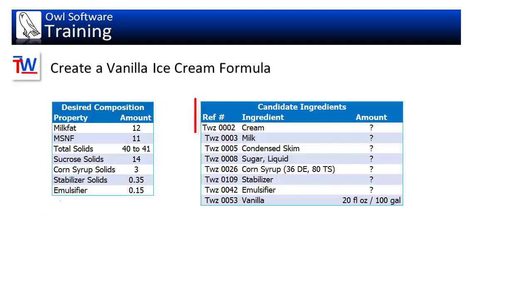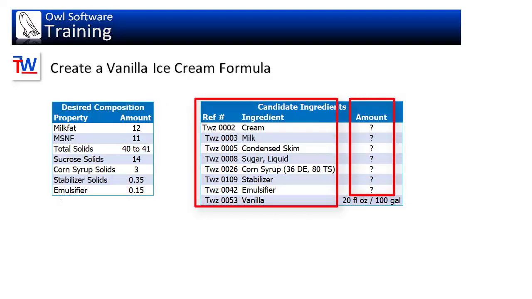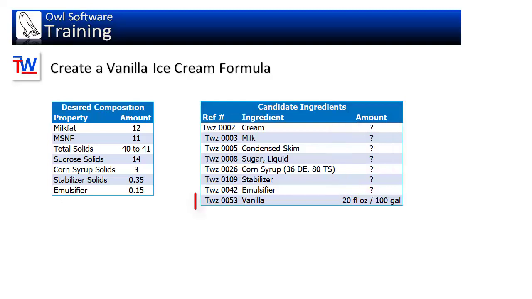Next, we add the ingredients shown here. All the ingredients with question marks in the amount column will be determined by TechWizard based on the property settings and cost. The amount of vanilla is not limited by any property. Instead, the amount is set based on having 20 fluid ounces of vanilla in 100 gallons of mix. TechWizard will determine the amounts of the ingredients needed to meet the desired composition while minimizing cost. We are ready to get started.